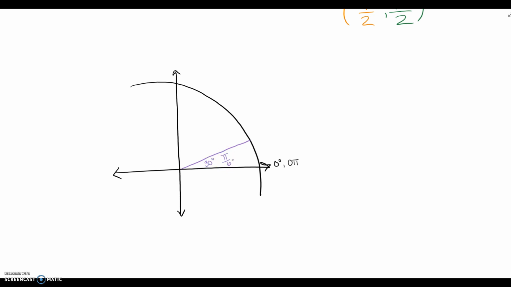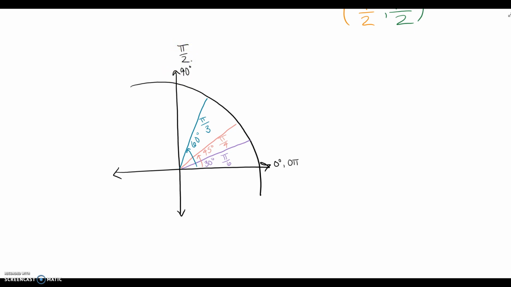Then, I forget what color I used, pink? We've got 45 degrees, or pi over 4, then 60 degrees, or pi over 3, then 90 degrees, and in radians, pi over 2. So what are the coordinates?